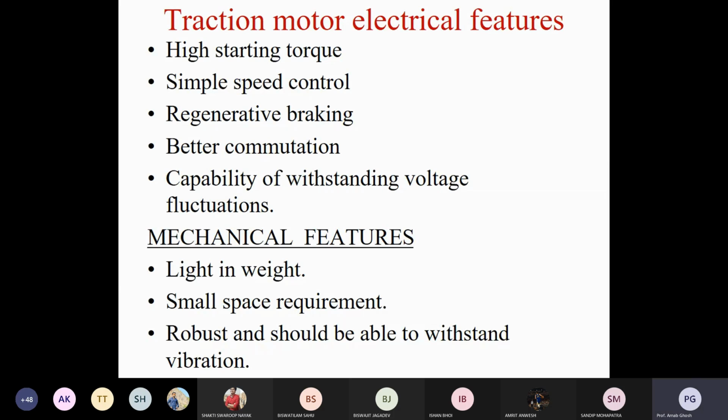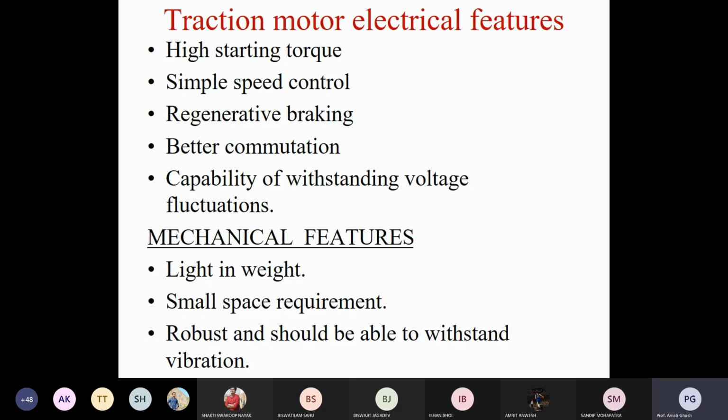So that's the capacity of withstanding the voltage fluctuations that I'm telling you. The protection, low voltage protection, you normally have to think about in a motor. There should not be low voltage. If the voltage is low, the current will be high, I square R loss will be high, and that may burn out your motor. So low voltage protection should be there.